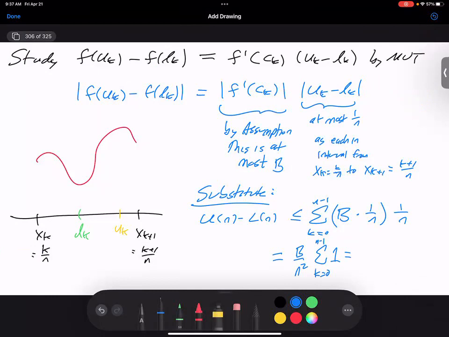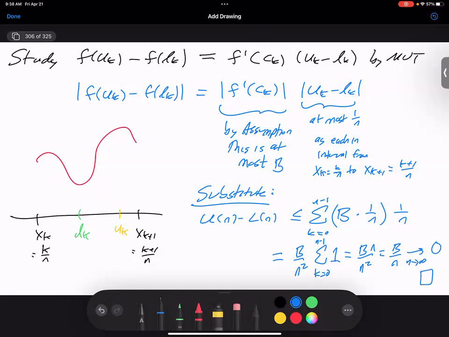This is almost the easiest sum I can give you. I'm adding 1 a total of n times. What's 1 plus 1 plus 1, n times? Not infinity. We're adding it n times, not infinitely many times. So it's 1 times n. So this is just going to be B over n squared times n, or it's B over n. And as n goes to infinity, what does this do? It goes to 0.